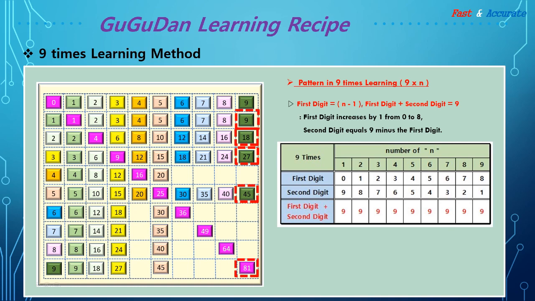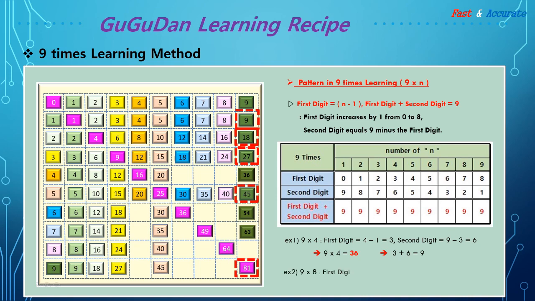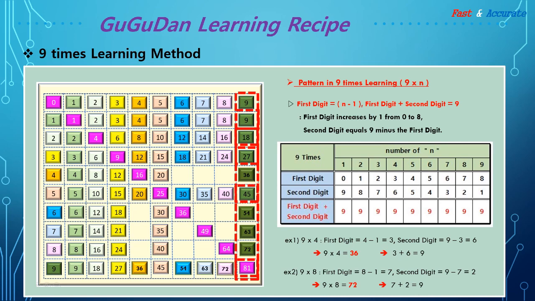If we check the principle of this pattern through 9 times 4 in example 1, the first digit becomes 3, which is 4 minus 1, and the second digit becomes 6 by subtracting 3, which is the value of the first digit, from 9. So we can see that 9 times 4 equals 36. Calculating in the same way, 9 times 6 becomes 54, and 9 times 7 equals 63. In the second example, 9 times 8, the first digit is 8 minus 1, which is 7, and the second digit is 9 minus 7, which is 2. So 9 times 8 is 72. And through the symmetric pattern, you can see that 4 times 9 is 36, 6 times 9 is 54, 7 times 9 is 63, and 8 times 9 is 72.